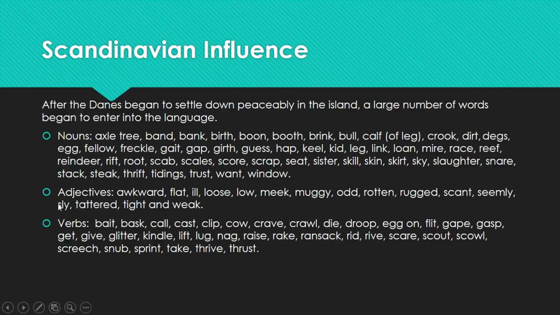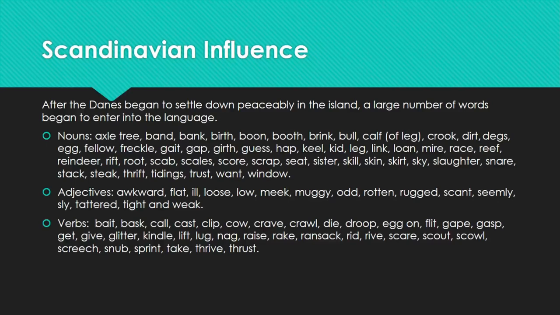Let's look at adjectives. Awkward, flat, ill, loose, low, meek, muggy, odd, rotten, rugged, scant, seemly, slight, tattered, tight, and weak. And some verbs are bait, bask, call, cast, clip, cow, crave, crawl, die, droop, egg on, flit, gape, gasp, get, give, glitter, kindle, lift, lug, nag, race, rake, ransack, rid, rive, scare, scout, scowl, screech, snub, sprint, take, thrive, thrust. So these are some nouns, adjectives, and verbs which were borrowed from Scandinavian language when the Danes finally began to settle down peaceably in the island.